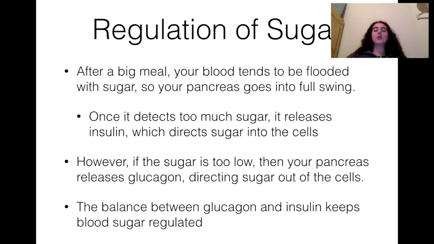So the regulation of sugar is through the pancreas. After a big meal, your blood tends to be flooded with sugar, so your pancreas goes into full swing. Once it detects too much sugar, it releases insulin, which directs sugar into the cells. However, if the sugar is too low, then your pancreas releases glucagon, directing sugar out of the cells. The balance between glucagon and insulin keeps blood sugar regulated.